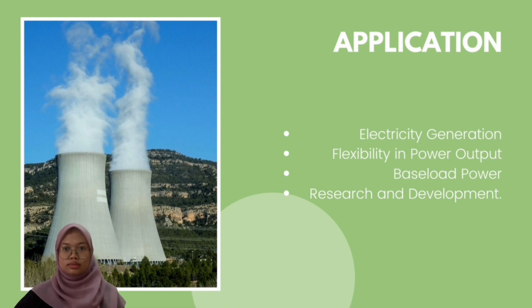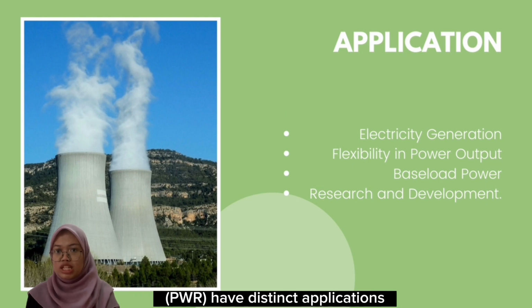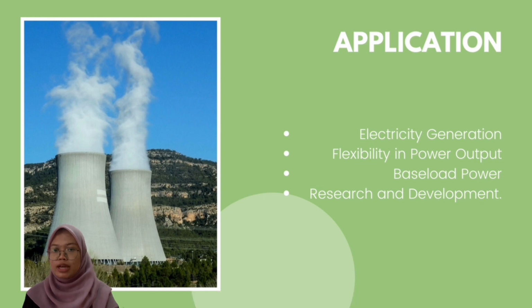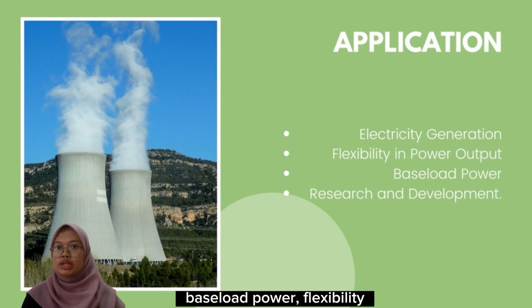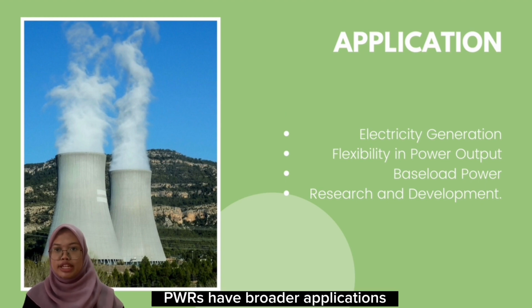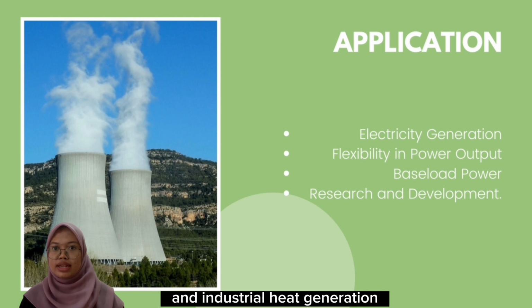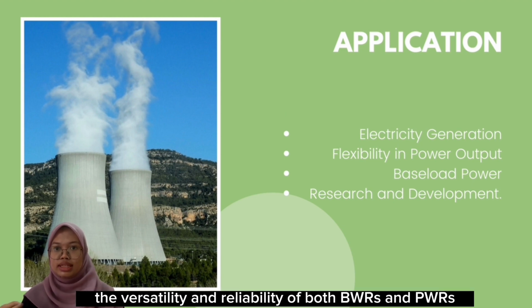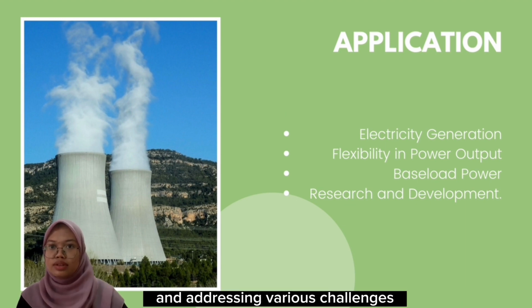Thus, boiling water reactors, BWRs, and pressurized water reactors, PWRs, have distinct applications in the field of nuclear power. BWRs primarily focus on electricity generation, baseload power, flexibility, and research and development. PWRs have broader applications including electricity generation, nuclear propulsion, desalination, and industrial heat generation. The versatility and reliability of both BWRs and PWRs contribute to their significance in meeting energy needs and addressing various challenges.